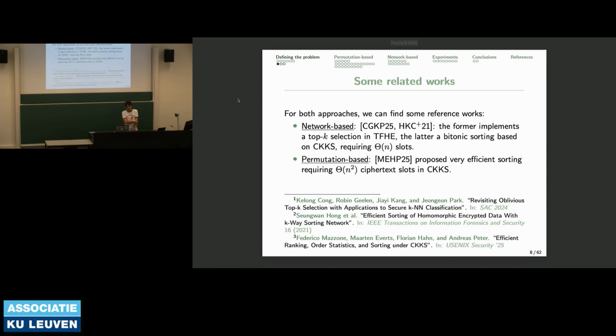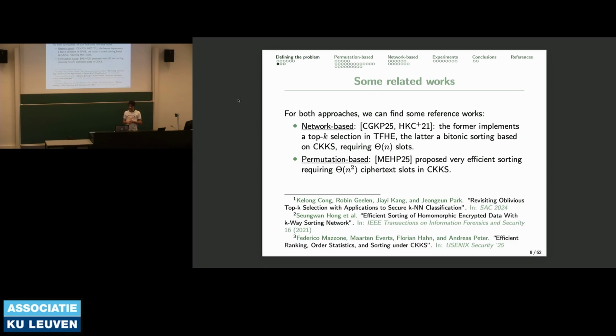We have some reference works. For the network-based approach, we have an example from TFHE, from some COSIC people, actually, which is a top-k selection, and also another work, which is a Bitonic network based on CKKS. And I will go back later on this thing, but I'd like to point out that we will need n slots to perform comparisons and to sort these values under the network-based approach.